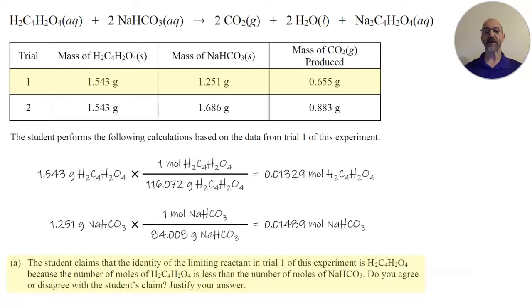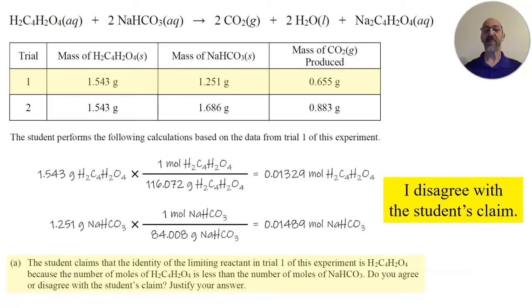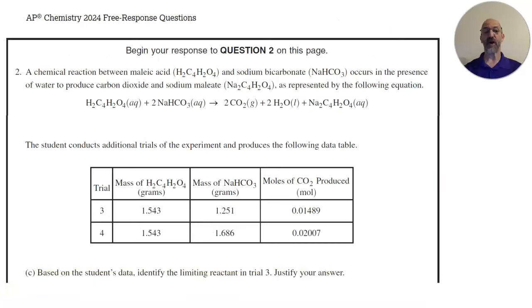Now, a little transparency here. You're going to notice that this particular question actually comes from a released AP Chemistry question. So I'll show you which one. It was actually from the 2024 AP Chemistry exam. Now, this was question 2. You can see it says a chemical reaction between maleic acid and sodium bicarbonate occurs. I have slightly modified the information in that data table, and the original question, this is number 2, part C, from the 2024 AP Chemistry exam, it said, based on the student's data, identify the limiting reactant in this trial and then justify your answer.